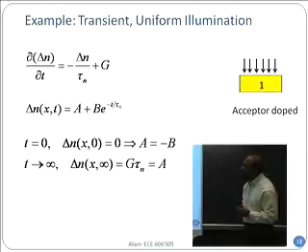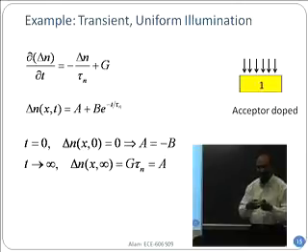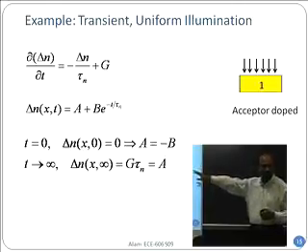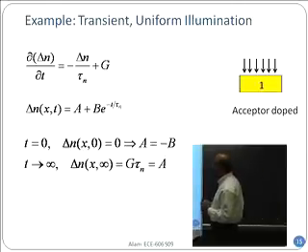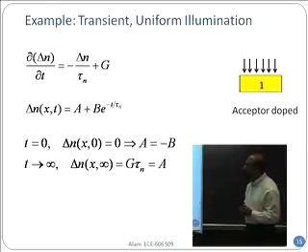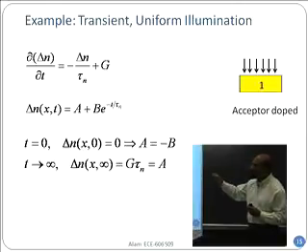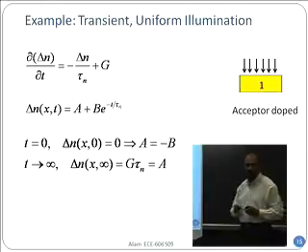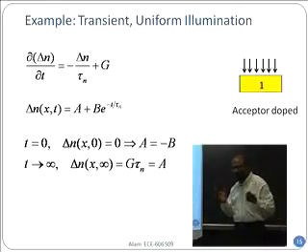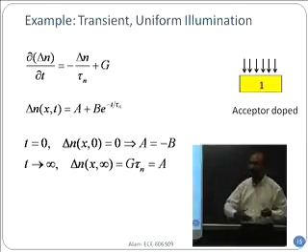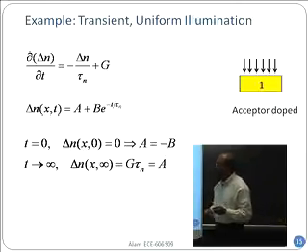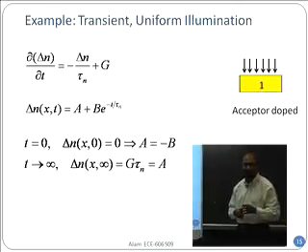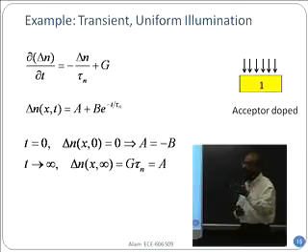Now I have delta n of x comma t. I shouldn't really have to put an x there, right? It's uniform. So I really didn't need that for the time being. But I just wanted to make sure that I put the boundary conditions in here. So what are the boundary conditions? At time t equals 0, what is delta n? No light. Delta n is 0, because I haven't started generating any carriers. And so if delta n is 0 at t equals 0, then A plus B must be equal to 0, and A is equal to minus B.